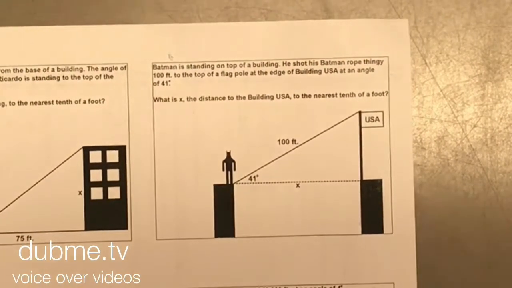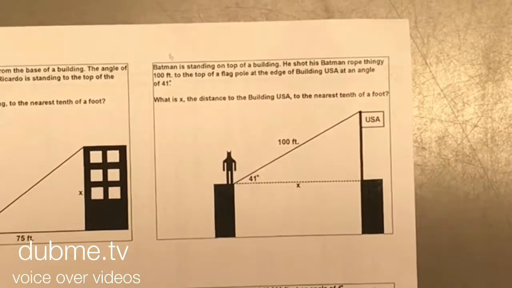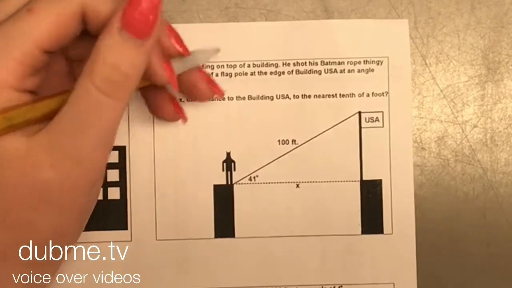Batman is standing on top of a building. He shot his Batman rope thingy 100 feet to the top of a flagpole at the edge of the building USA at an angle of 41 degrees. What is x, the distance to the building of USA, to the nearest tenth of a foot?